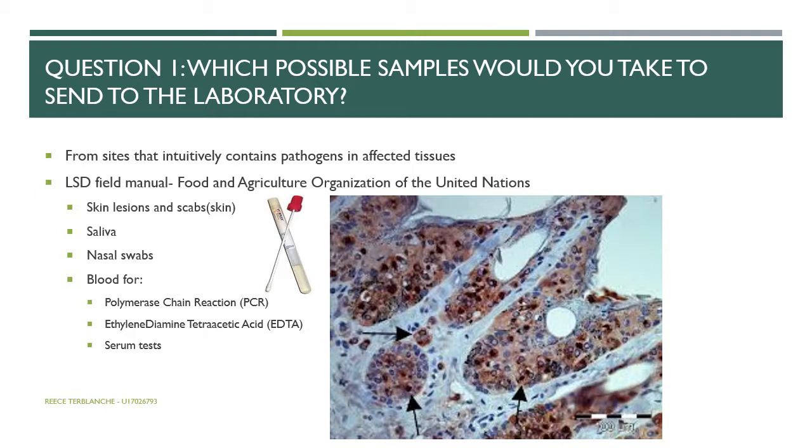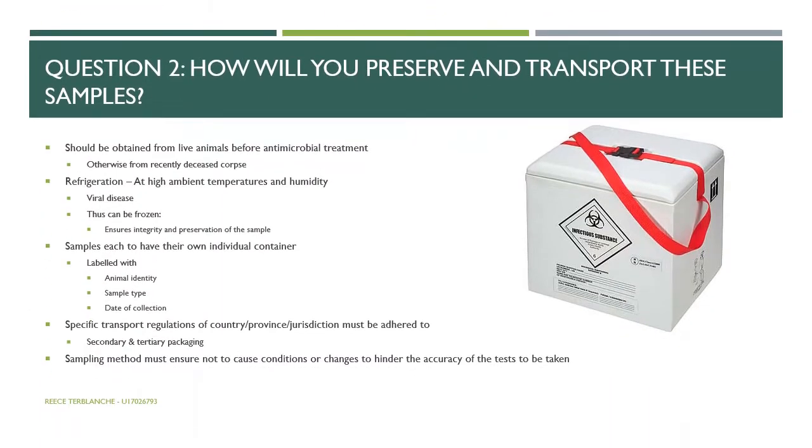Which possible samples would you take to send to the laboratory? According to the Lumpy Skin Disease Field Manual compiled by the Food and Agriculture Organization of the United Nations, samples to be taken are of lesions and scabs from the dermis, saliva, swabs of the inside of the animal's nostril, blood for the polymerase chain reaction test, as well as the ethylenediaminetetraacetic acid test, as well as whole blood for serum.